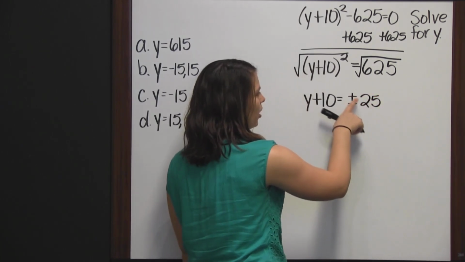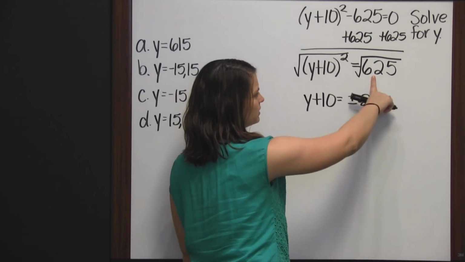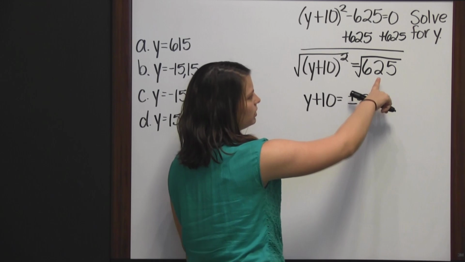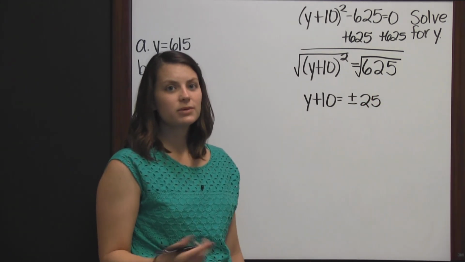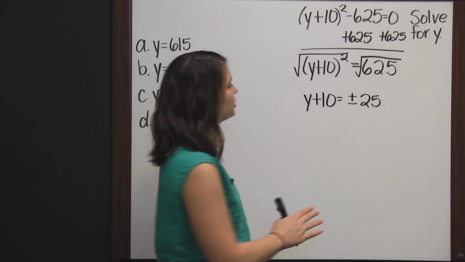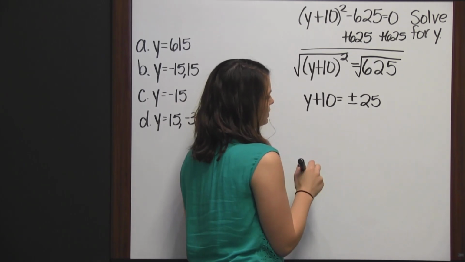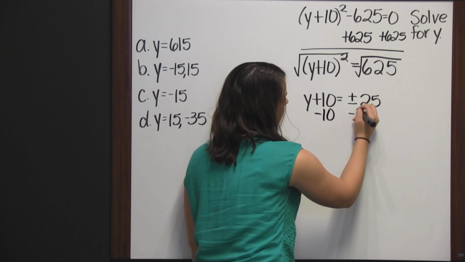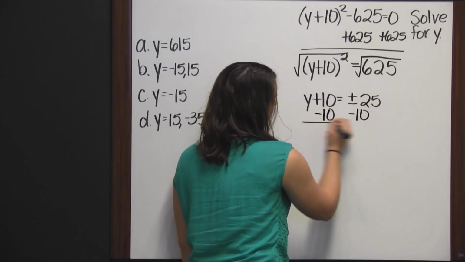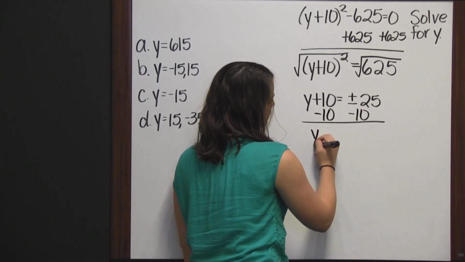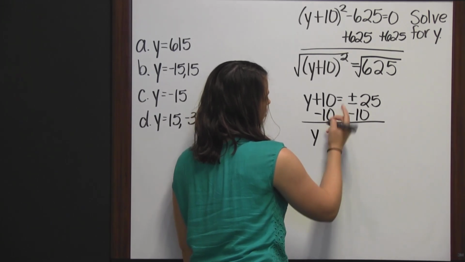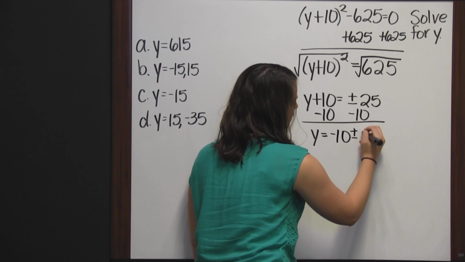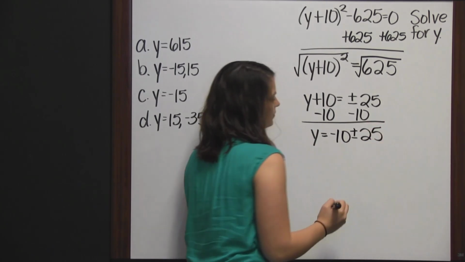And that's because a positive 25 squared would give me 625, but also a negative 25 squared would give me 625. So we really have two answers there. So we write it with a plus or minus. And finally, to solve for y, we need to subtract 10 from both sides. So we have y plus 10 minus 10 is 0, so y equals negative 10 plus or minus 25.